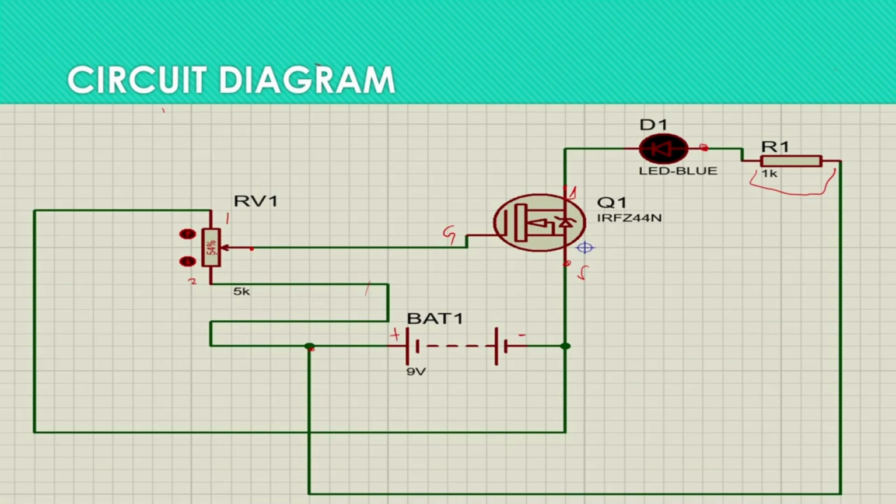When I increase the potentiometer value, the gate voltage increases and the LED will glow more. If I decrease it, the drain current decreases and the LED will go dim and then off. Now I show you practically.